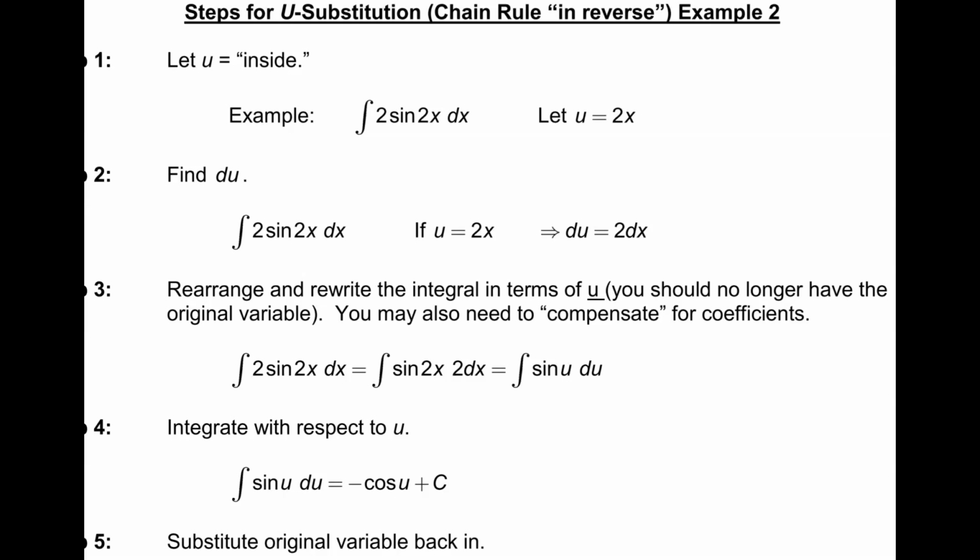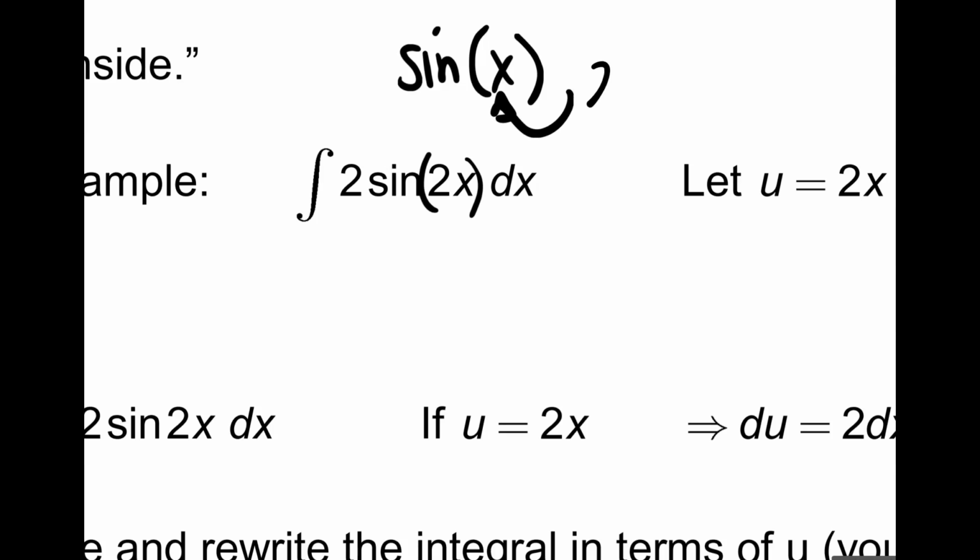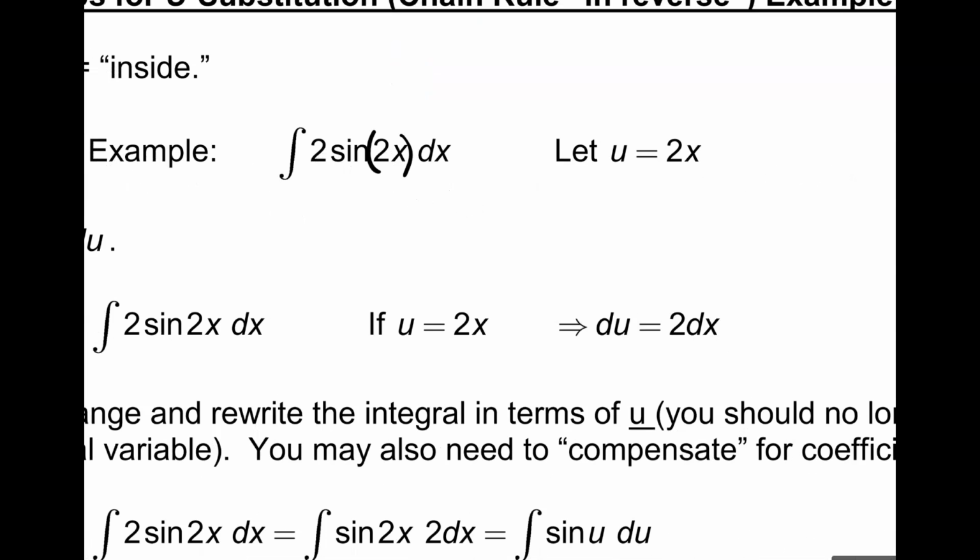So the first thing you must do is let the u equal the inside. So here we have a trig function. It's not quite as easy. All right, so where's my function? Which one's inside? Let me see. So this is literally sine of x, but here x is not just x, it's 2x. So I have a function taking sine of a function. So we let u equal 2x.